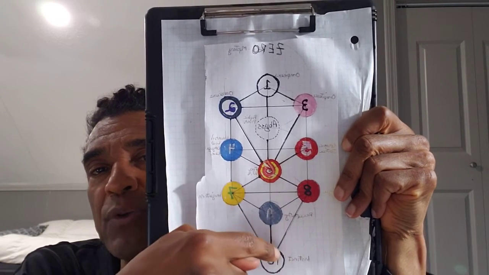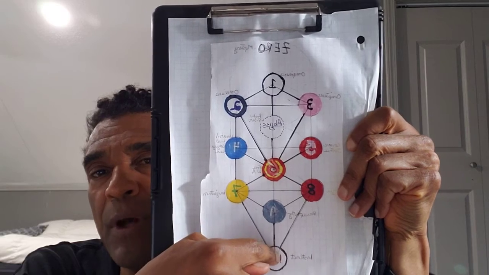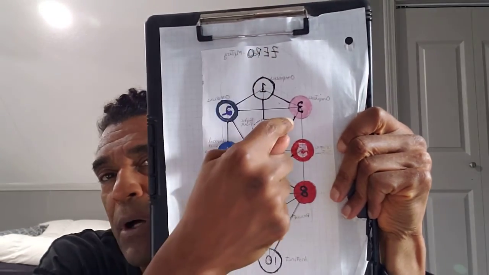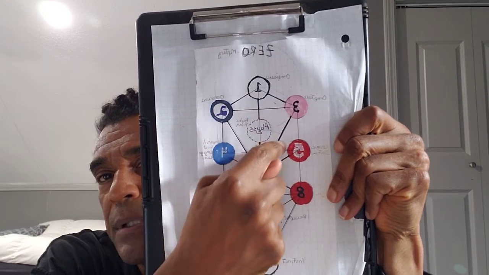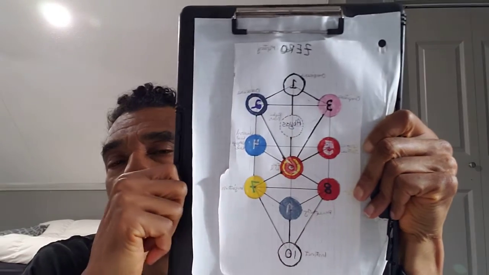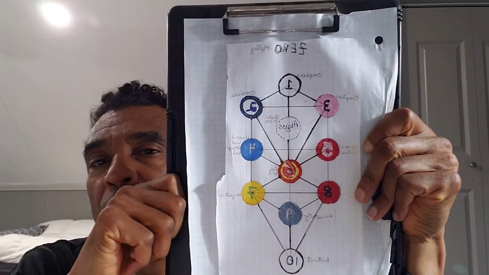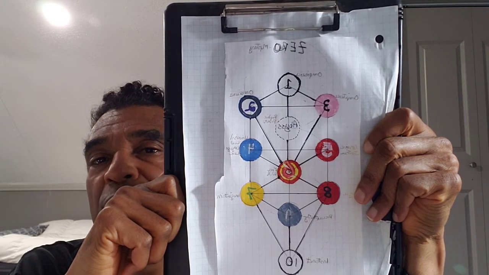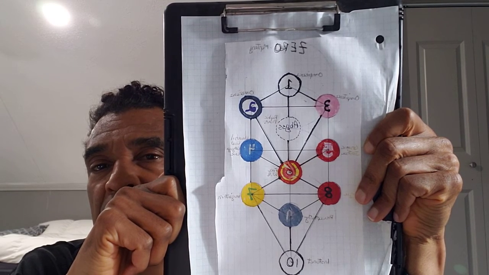And there are 12 of them. They're numbered from 10 to 0. And then there's also an abyss right here, which is an implied sphere that's not numbered. So there are 12 total faculties of consciousness, 12 major faculties of consciousness on the Tree of Life.